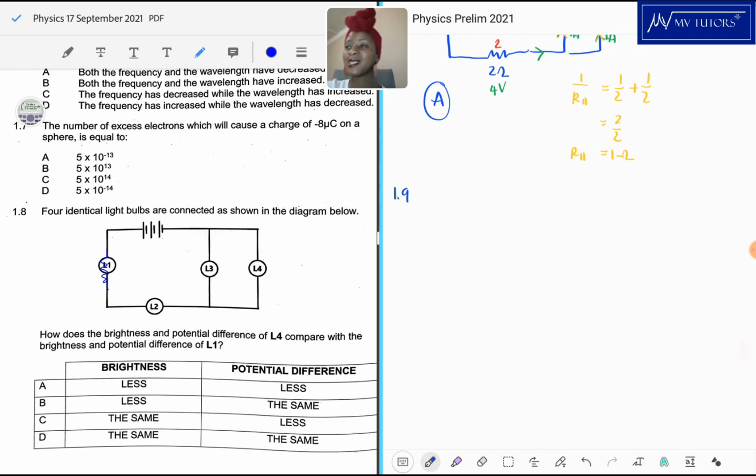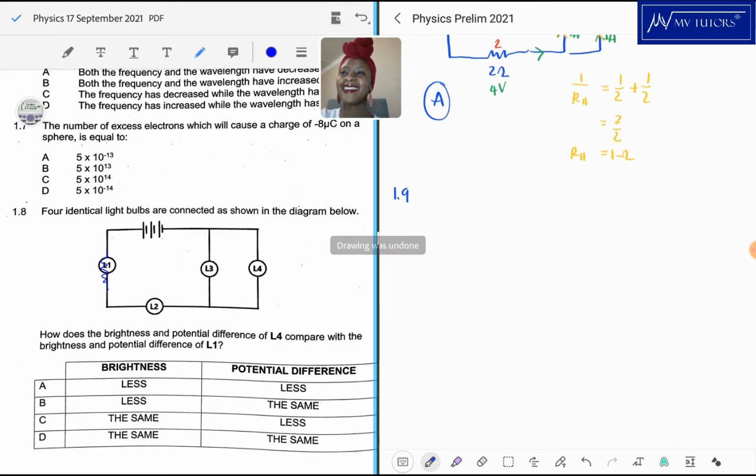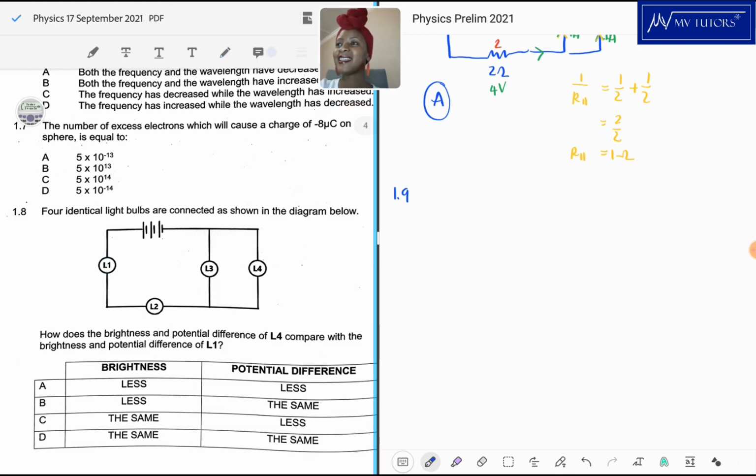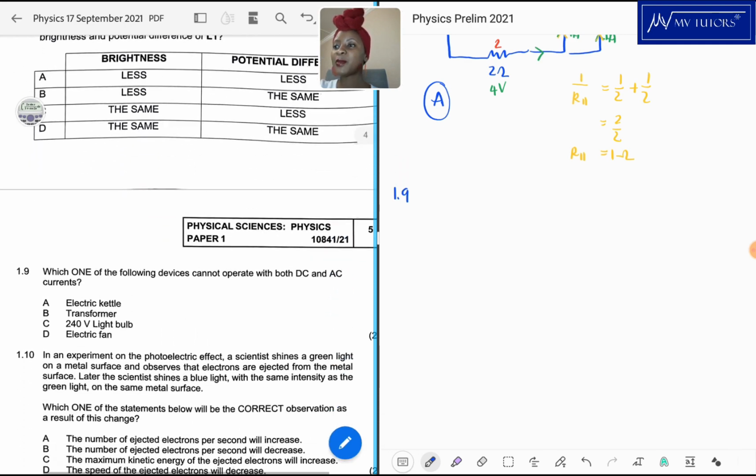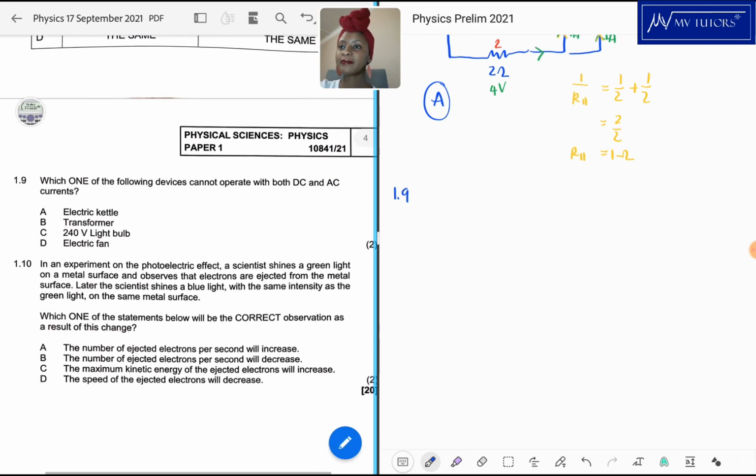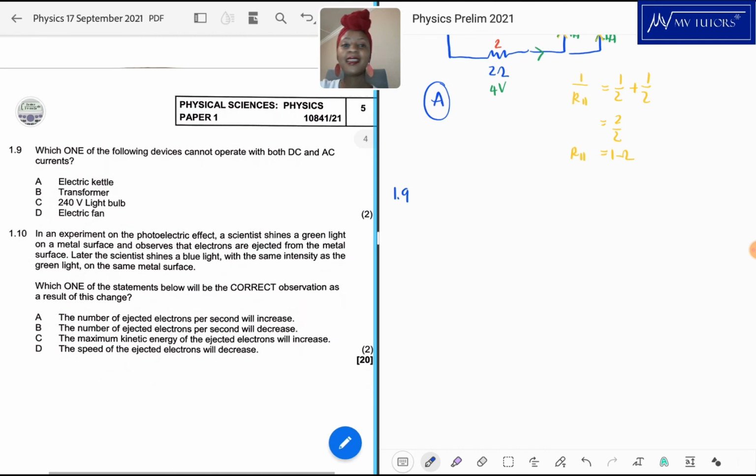Okay, we're almost there, and I'm almost running out of air. Okay, so now 1.9. Like I said, if I keep pausing, it means I'm coughing and taking a break to cough.